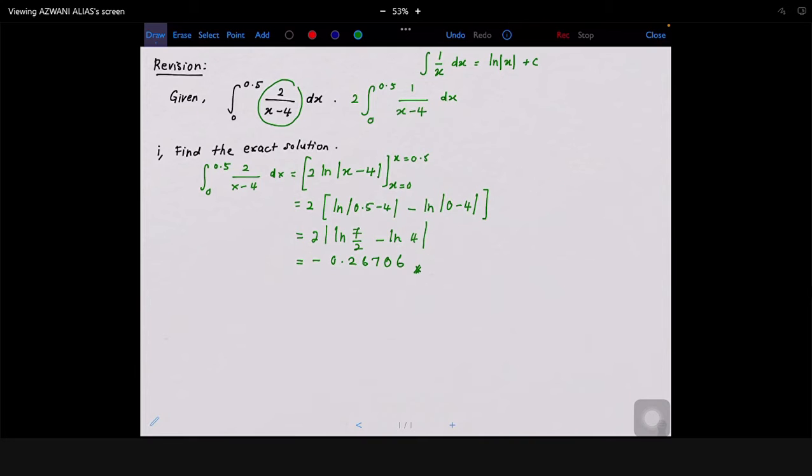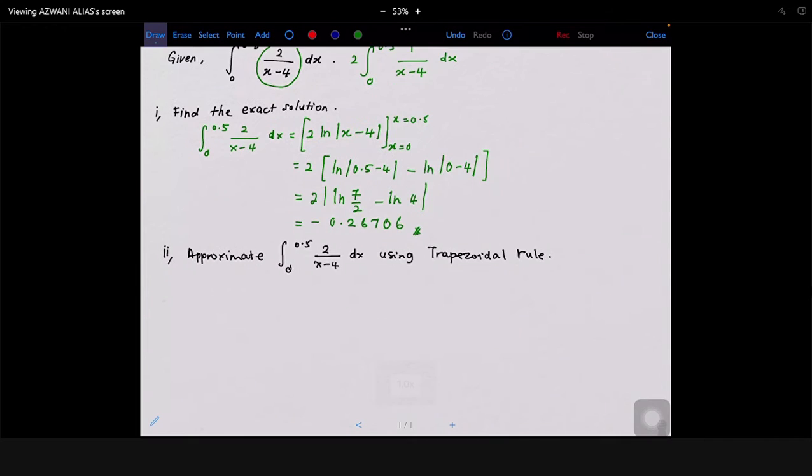Okay, the next questions. Approximate integration 0.5 2x using trapezoidal rule. Okay, using trapezoidal rule. So ingat tak kita punya formula untuk cari integration menggunakan trapezoidal rule. Kita ada 3 kan? Midpoint Rule, Trapezoidal Rule dan Simpson Rule. So kalau menggunakan Trapezoidal Rule, tengok balik nota, dia ada formula dia.